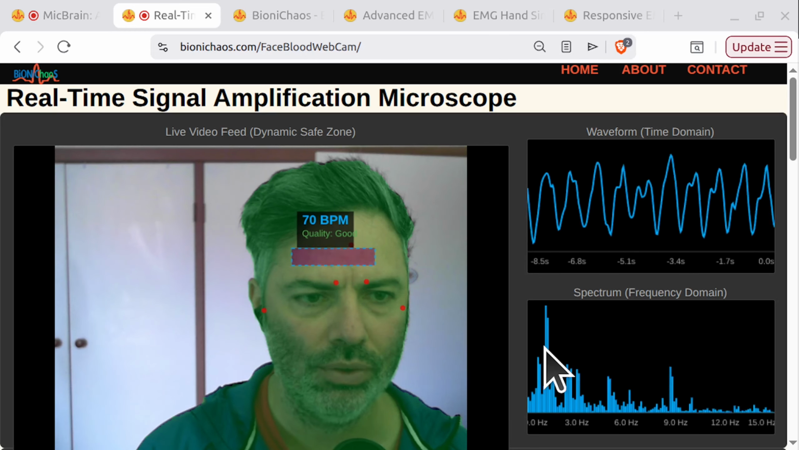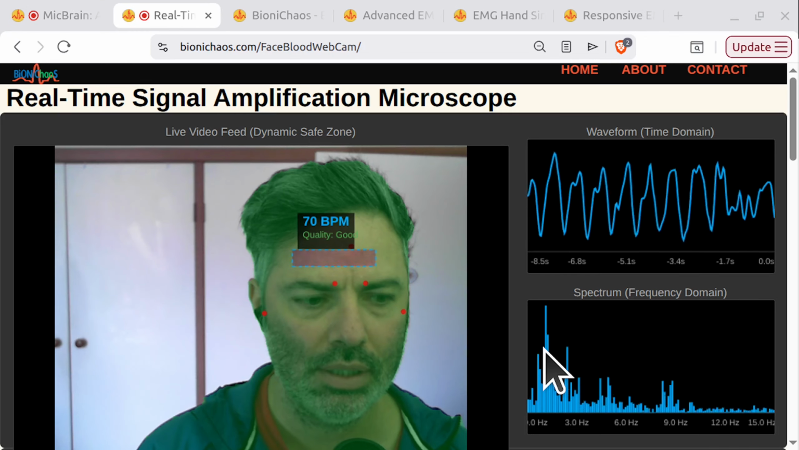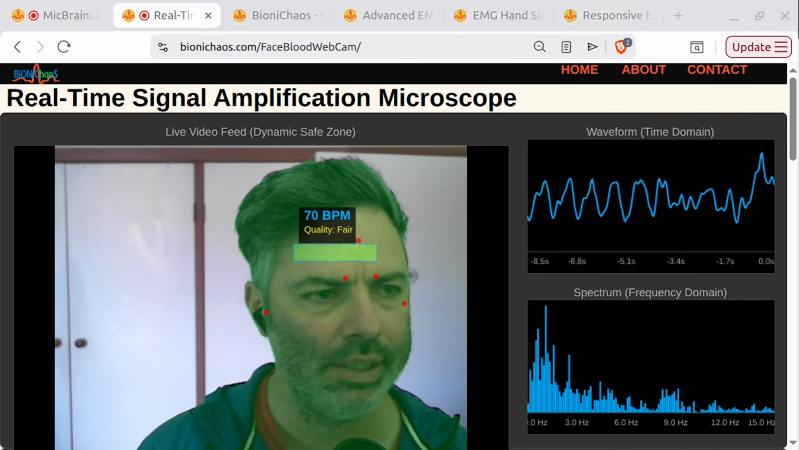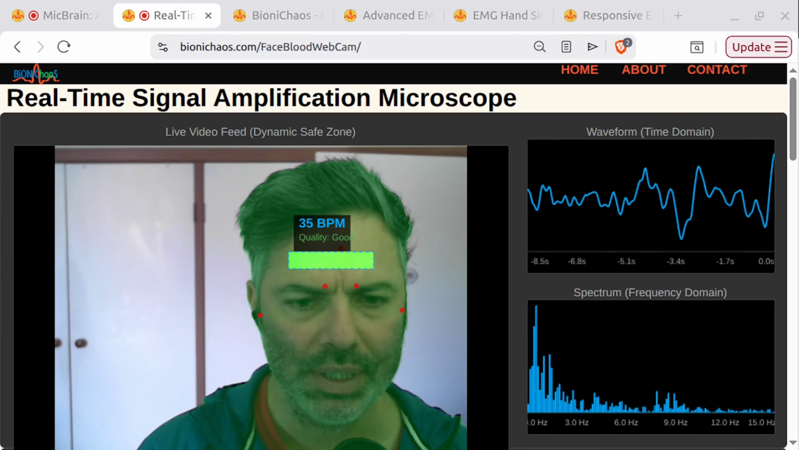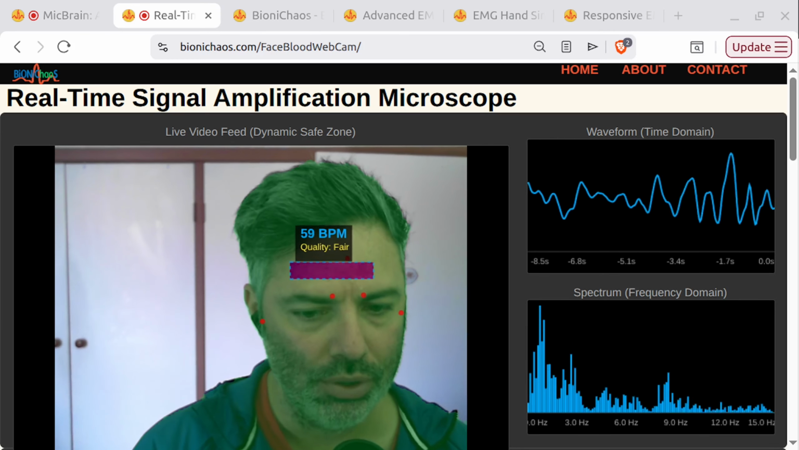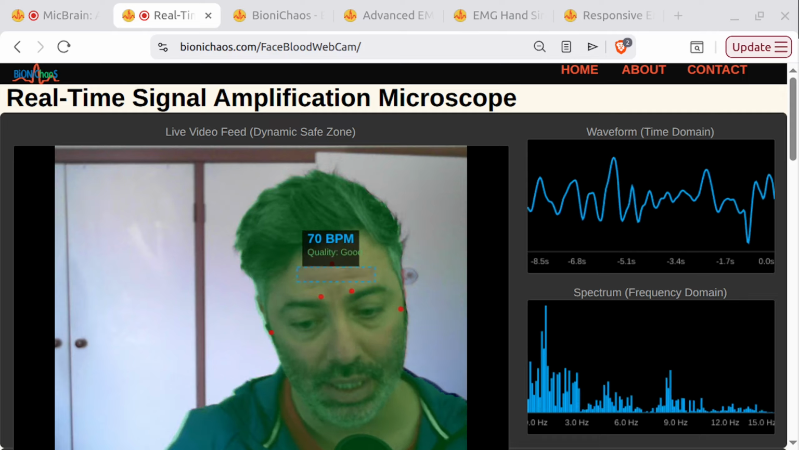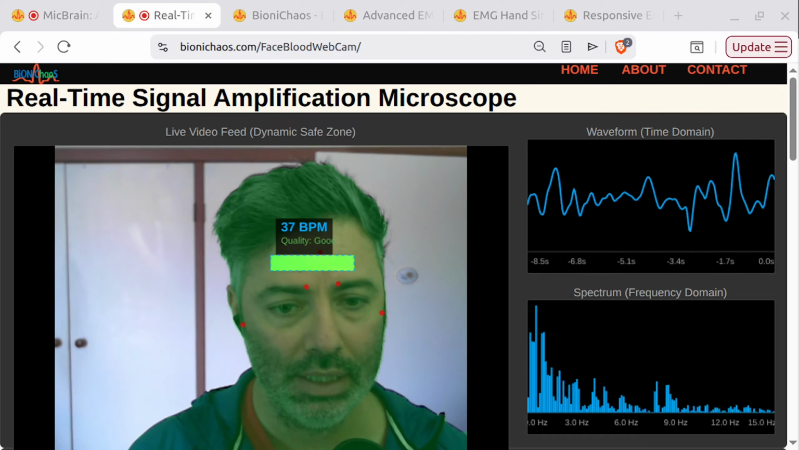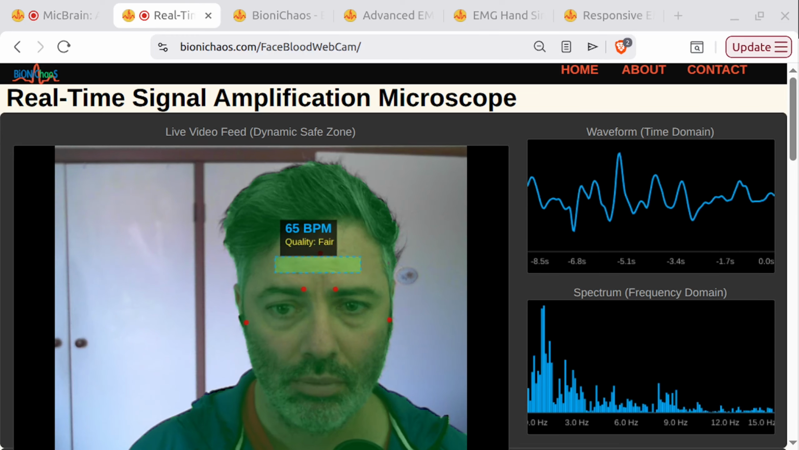You're getting a strong 70 beats per minute measurement, and I feel like it's about right. Normally I compare it to the smartwatch, but then the smartwatch could also have an error, so if anyone wants to send me a chest strap or a better, more accurate device, you're more than welcome to.